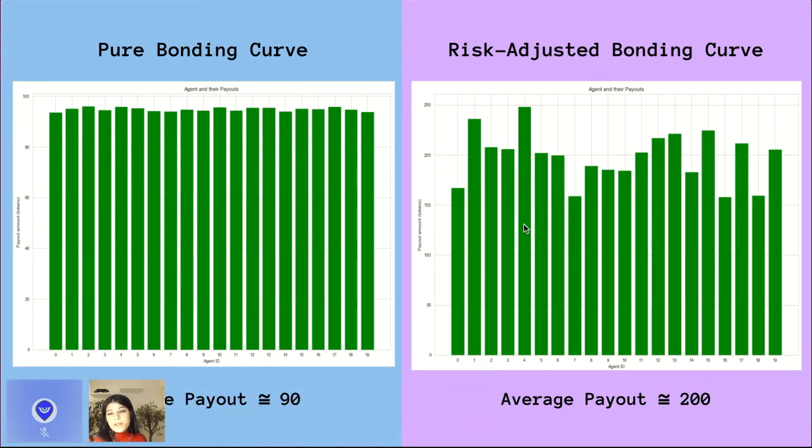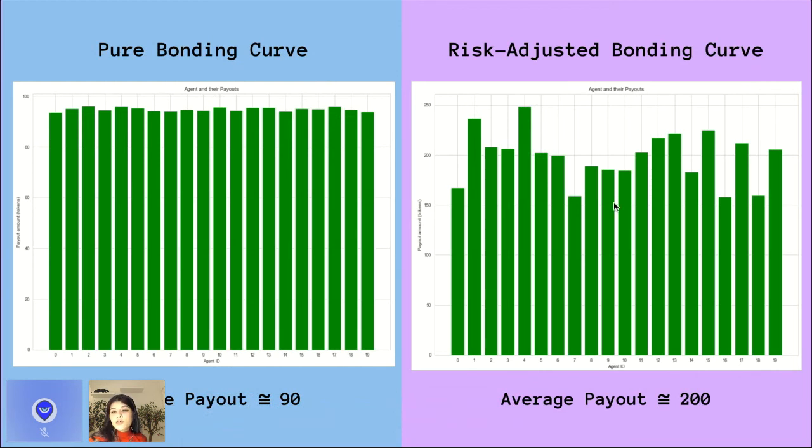Now let's see what happens in a risk-adjusted bonding curve. Here you can see that there's a lot more volatility, as in there's a lot more variation within these agent payouts, right? Some of them earn only as much as 160 tokens, whereas others are earning close to 250 tokens. So the average payout comes out to about 200, and that's significantly higher than the average payout in the pure bonding curve.